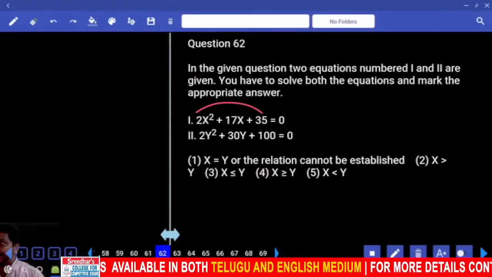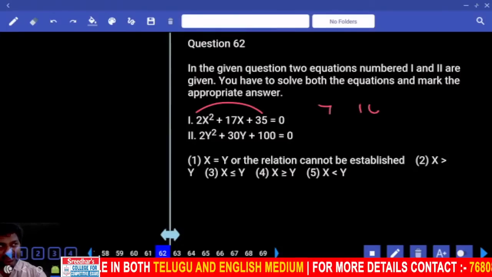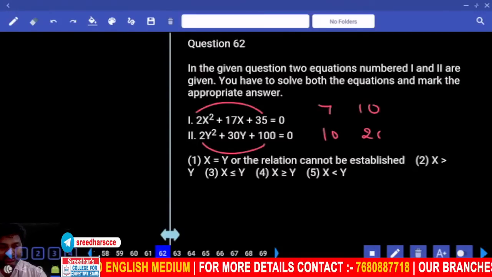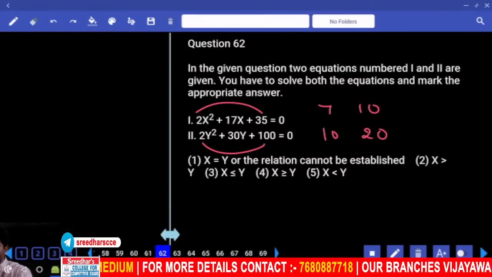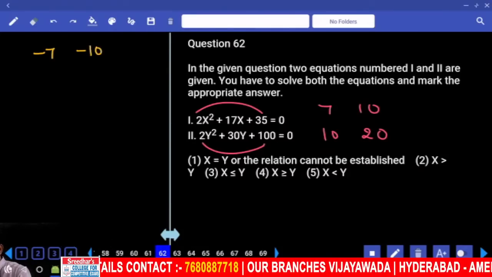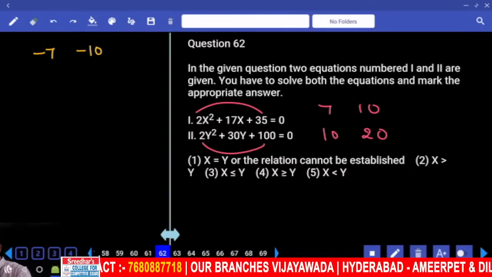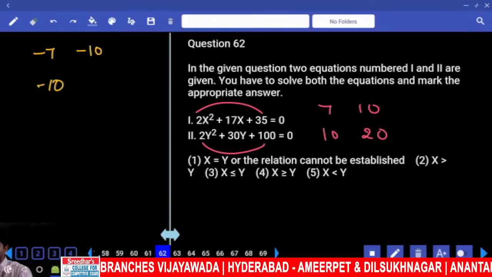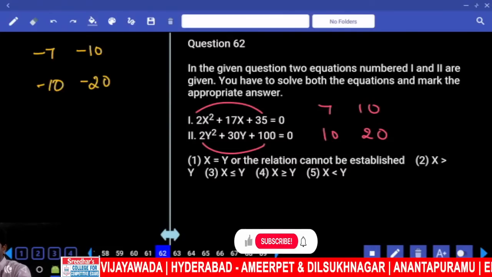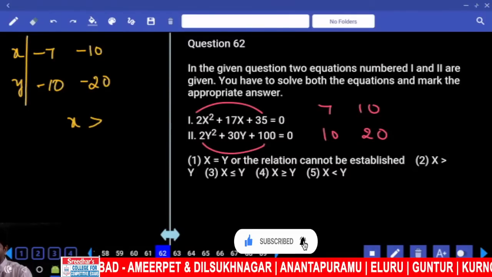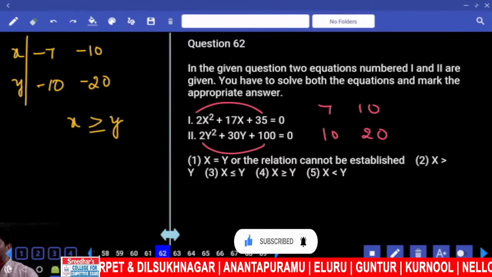Product is 70: 7, 10 times. Product is 200: 10, 20 times. Then factors are minus 7, minus 10. Denominator not required because the coefficients of x square and y square are both the same. Minus 10, minus 20. First is x, the other is y.